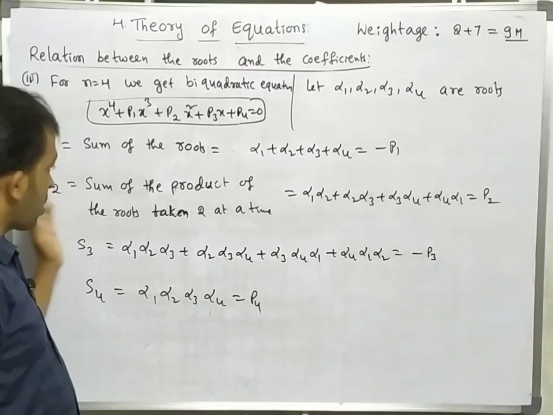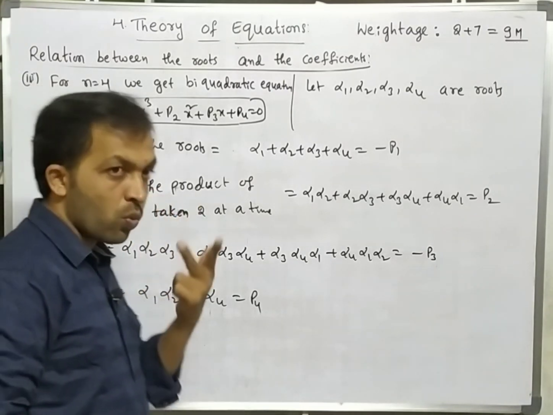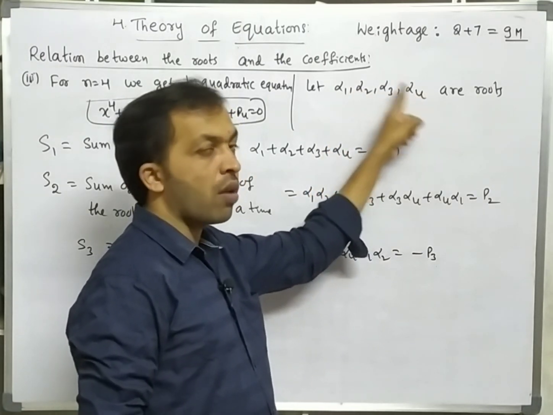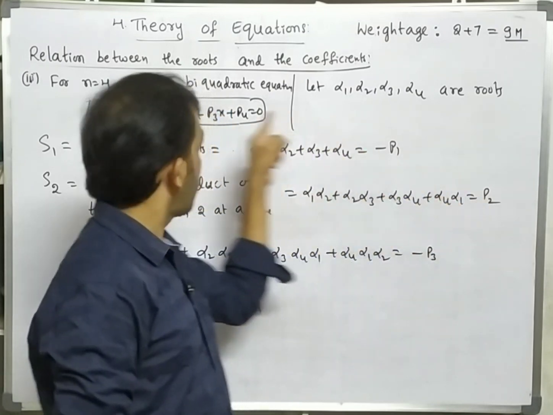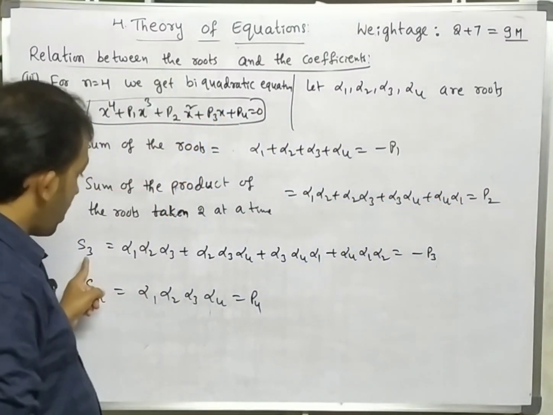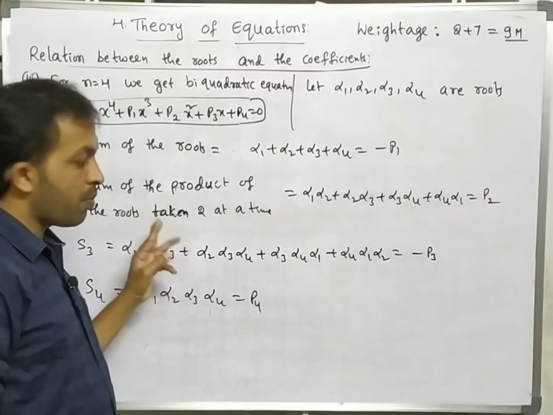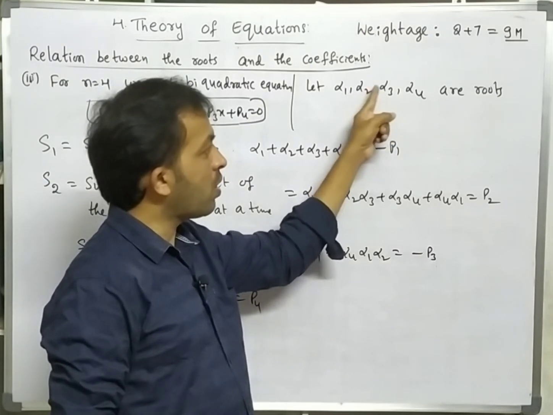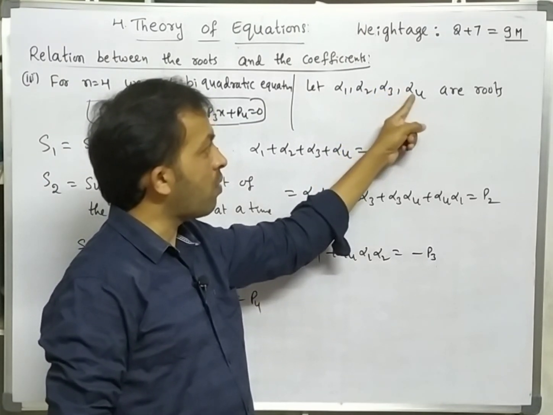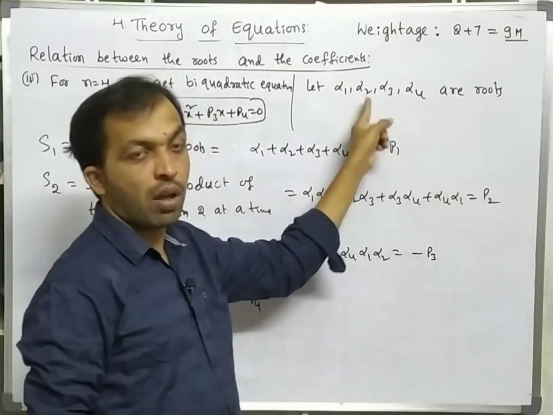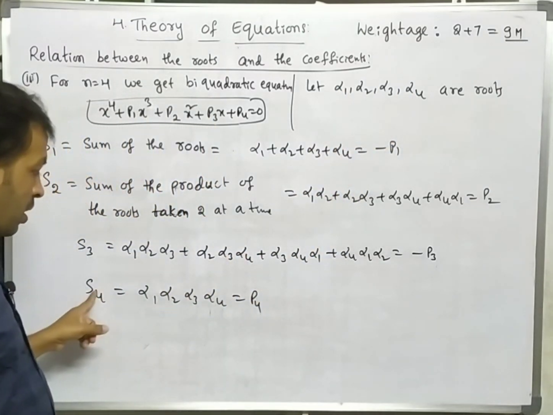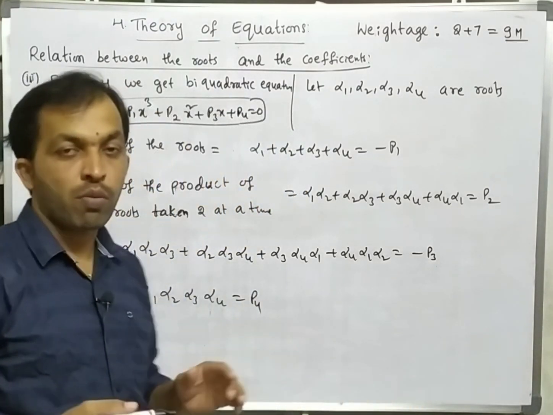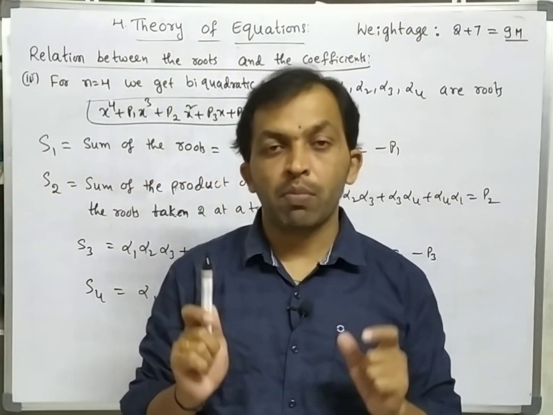And S2, sum of the product of the roots taken 2 at a time, that is alpha 1 alpha 2, alpha 2 alpha 3, alpha 3 alpha 4, alpha 4 alpha 1, which is equal to p2, that is coefficient of x square. S3, sum of the product of the roots taken 3 at a time, alpha 1 alpha 2 alpha 3, alpha 2 alpha 3 alpha 4, alpha 3 alpha 4 alpha 1, alpha 4 alpha 1 alpha 2, which is equal to minus p3. S4, product of all 4 roots alpha 1 alpha 2 alpha 3 alpha 4 is equal to p4. So these are the important concepts you should remember.